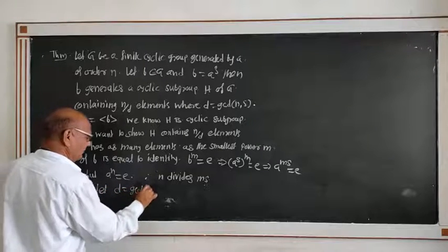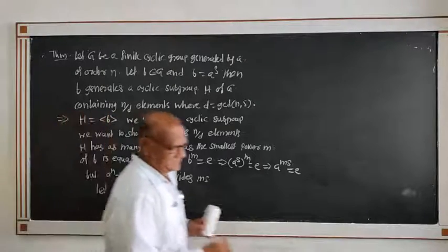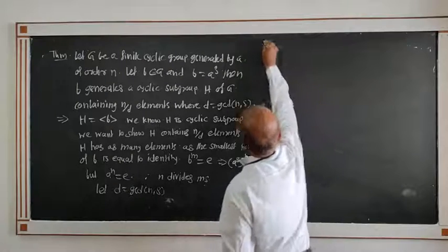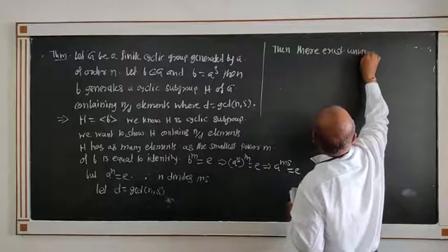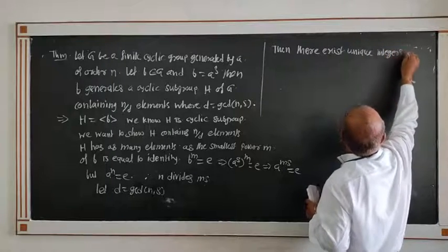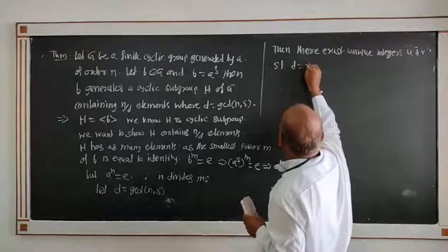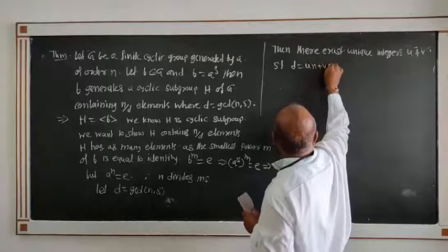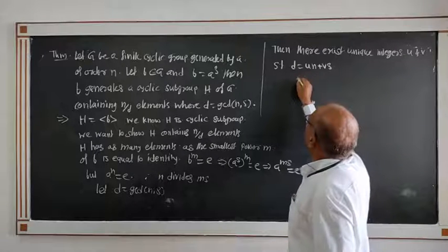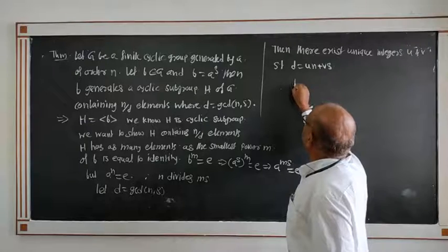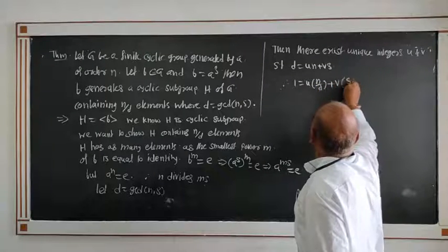d is equal to GCD of n and s. Then there exist unique integers u and v so that d is equal to un plus vs. Now dividing by d on both sides, 1 is equal to u times n by d plus v times s by d.